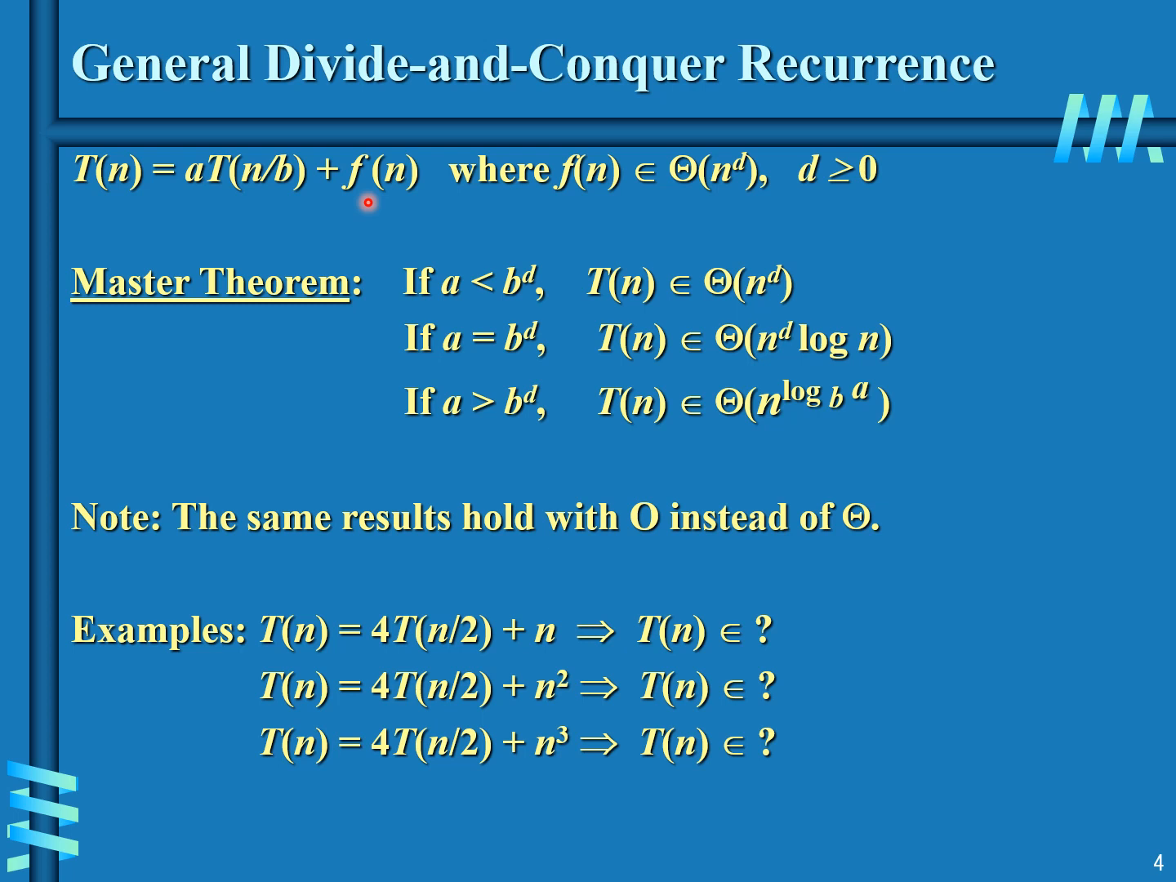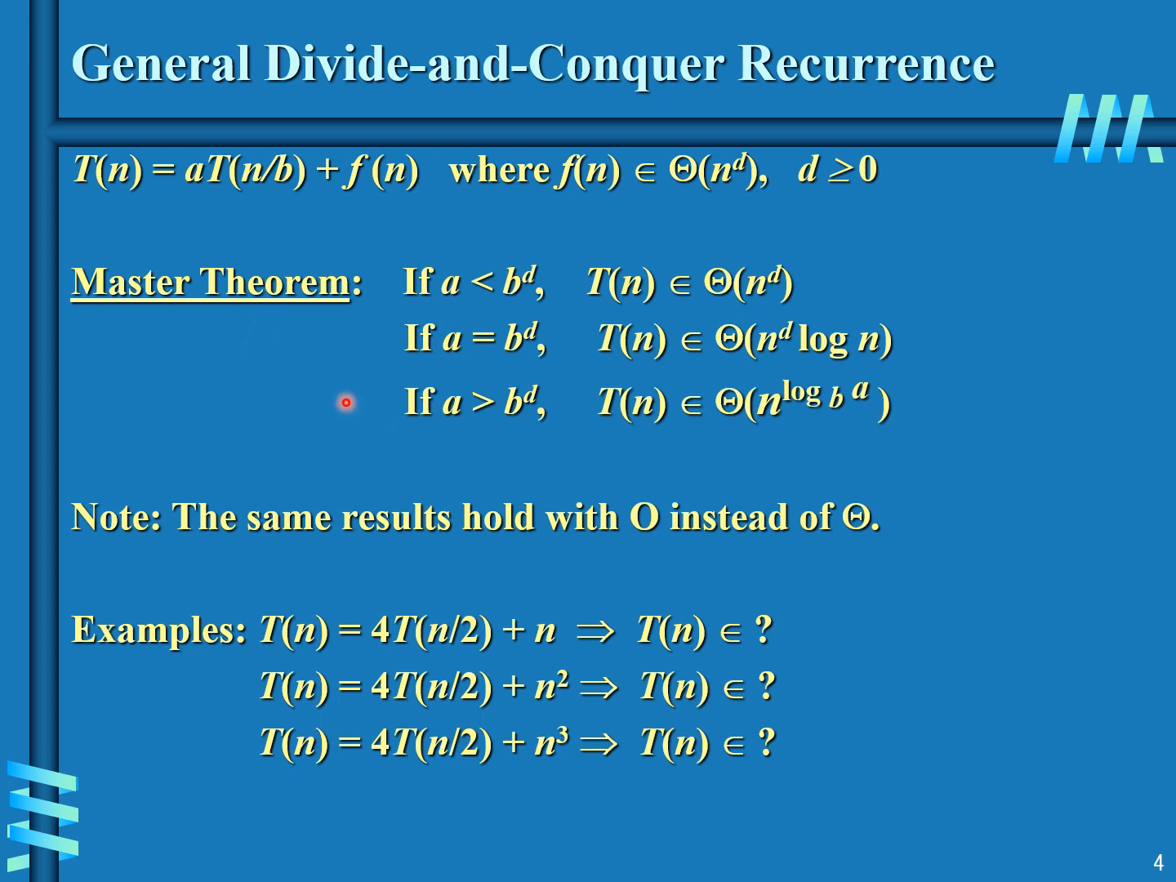So the general divide and conquer recurrence is of the form a into T of n by b plus f of n. These kinds of recurrences can be solved by applying the master theorem. We can also solve them using the substitution method, but we can easily solve them by applying the master theorem.